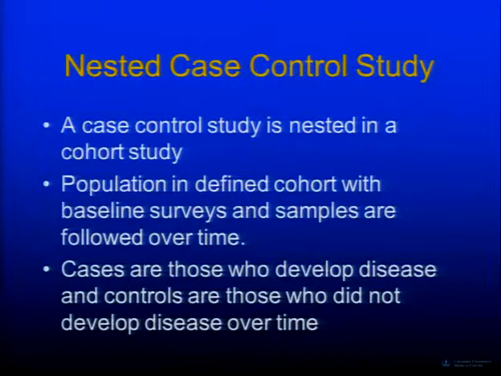Okay, one other way that we do a case control study is something called a nested case control study. And this is a case control study that's nested within a cohort study. And the population is in a defined cohort, say the Framingham study. They already had baseline surveys. They had samples collected over time. The cases are people who developed disease over the course of this cohort study, and your controls are usually randomly chosen from the rest of the population, from the people who did not develop that disease.